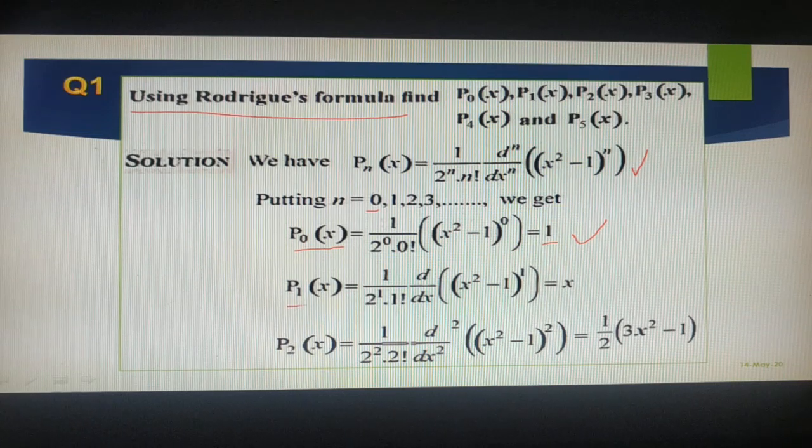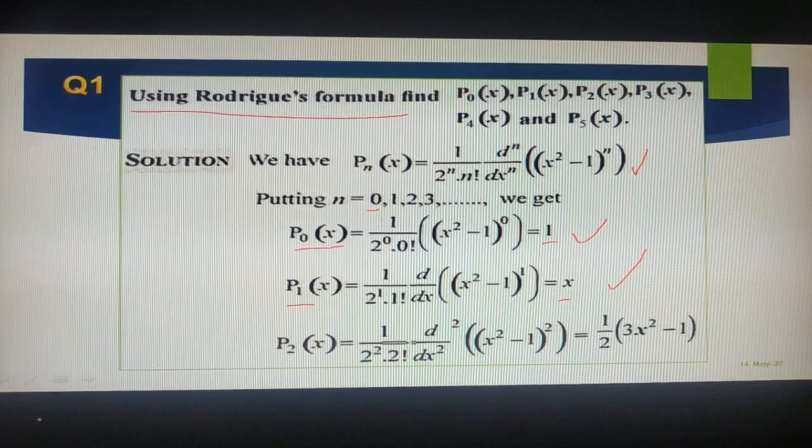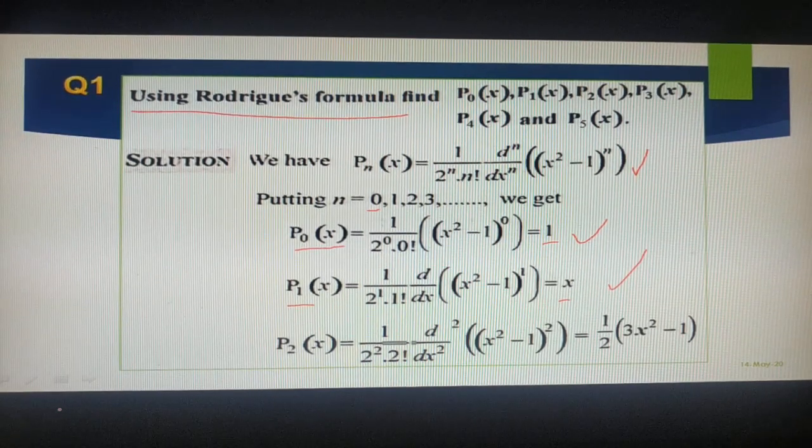Let us say P1 of x. So in place of n, this time we are substituting 1. So 1 by 2 to the power of 1 into 1 factorial. Now d power 1 means d by dx. One time differentiate the function inside. x square minus 1 whole to the power of n means here 1. So we have x square minus 1. If you differentiate, that gets 2x. So 2 gets cancelled. We got x. So P1 of x is equal to x.